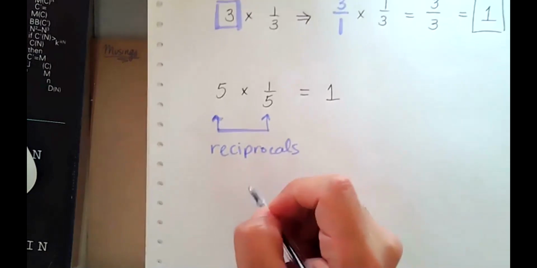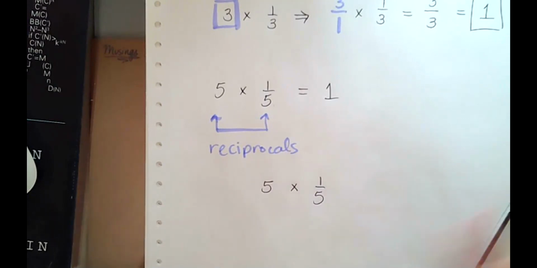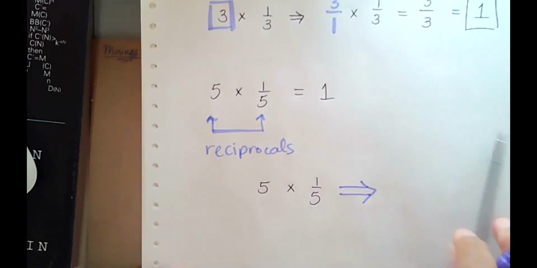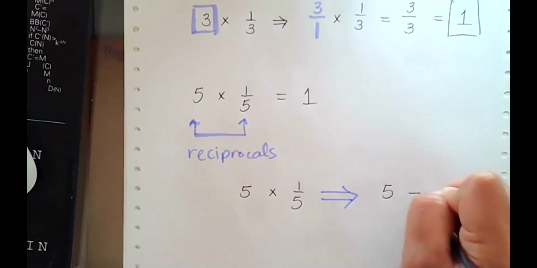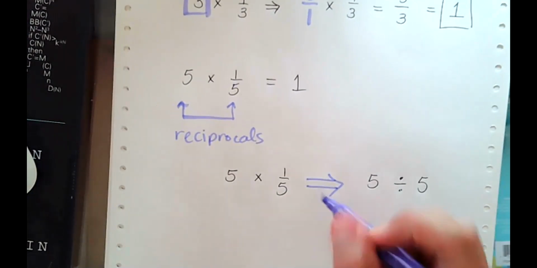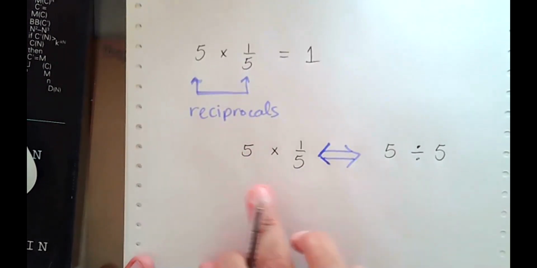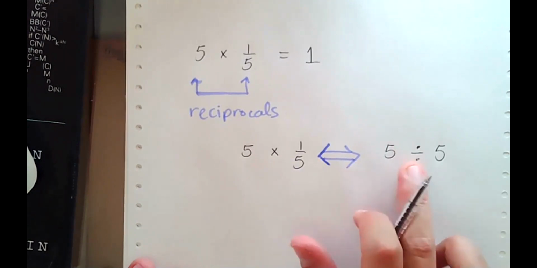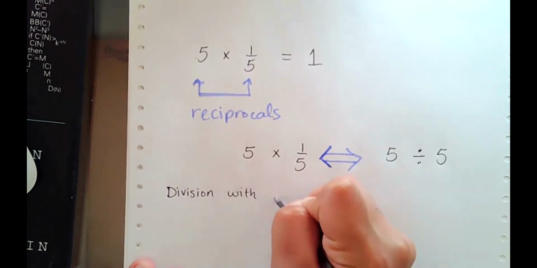So in some sense, 5 times 1/5 is the same as 5 divided by 5. And it turns out you can go both ways with this. So I want to introduce this idea that when you're dividing a fraction, or even if you're multiplying fractions, but usually we use it in the context of division with fractions.